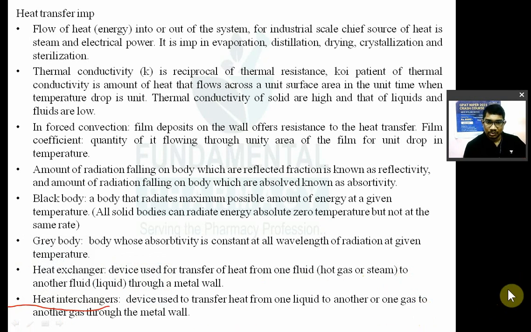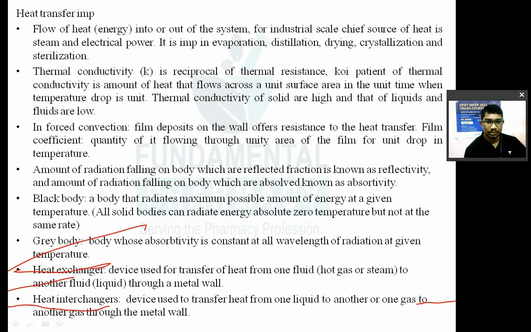So a device used to transfer heat from one liquid to another liquid or one gas to another gas. But a heat exchanger can transmit heat from a fluid, and the fluid can be steam, hot air, or gas, to another liquid. Heat exchangers will transmit heat energy from the fluid, hot air, hot gas or steam.